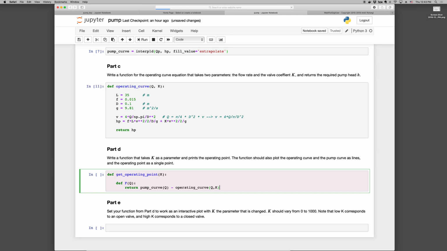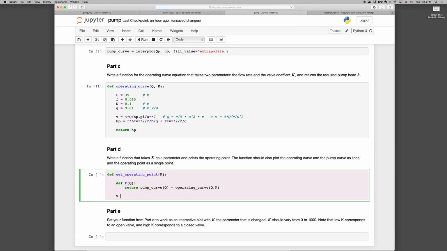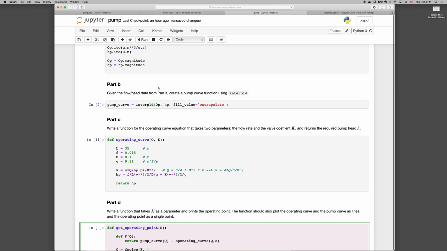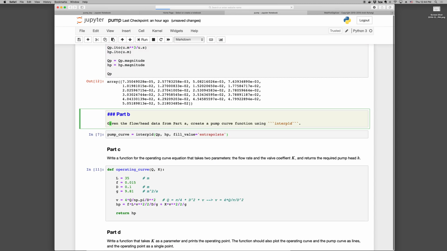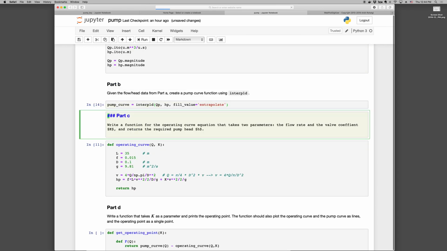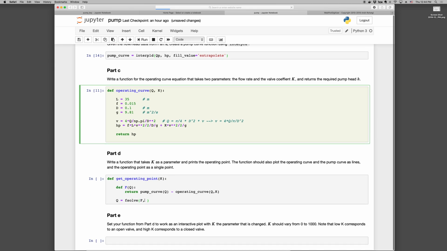and then we'll go q equals fsolve the function. We'll give it a guess. We know from our plot before, if we just look at the pump points, QP, they range from 0 to 0.05. So we'll just do something like 0.02 as a guess. So a guess of 0.02 for fsolve.